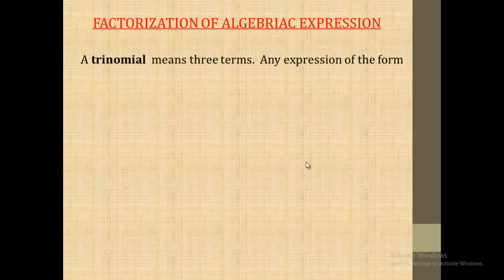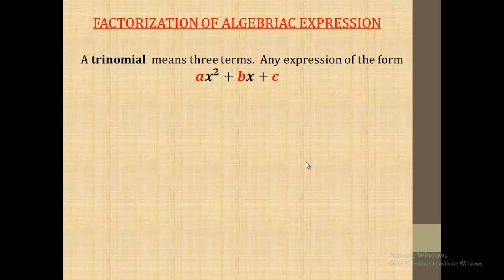A trinomial is already in the name. Tri means three, and nomial means term. So it means that we are dealing with a three term expression, an expression that has only one letter appearing in it. So what we have is ax squared plus bx plus c. So we have x appearing in all.